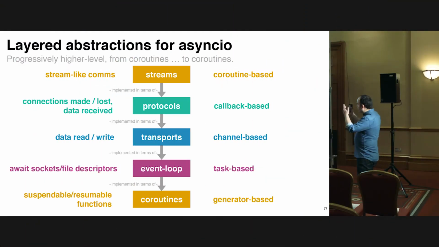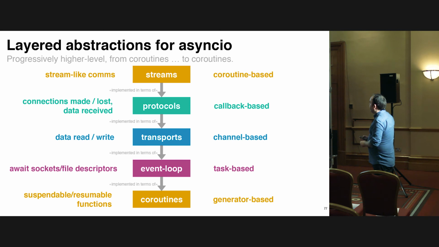Okay, so there's a whole stack of abstractions in Async IO. Everything ultimately is based on generators, as we started out with at the bottom here. So suspendable, resumable functions, and that's what a generator gives us. On top of that, we layer tasks, which are basically a coroutine and a future.